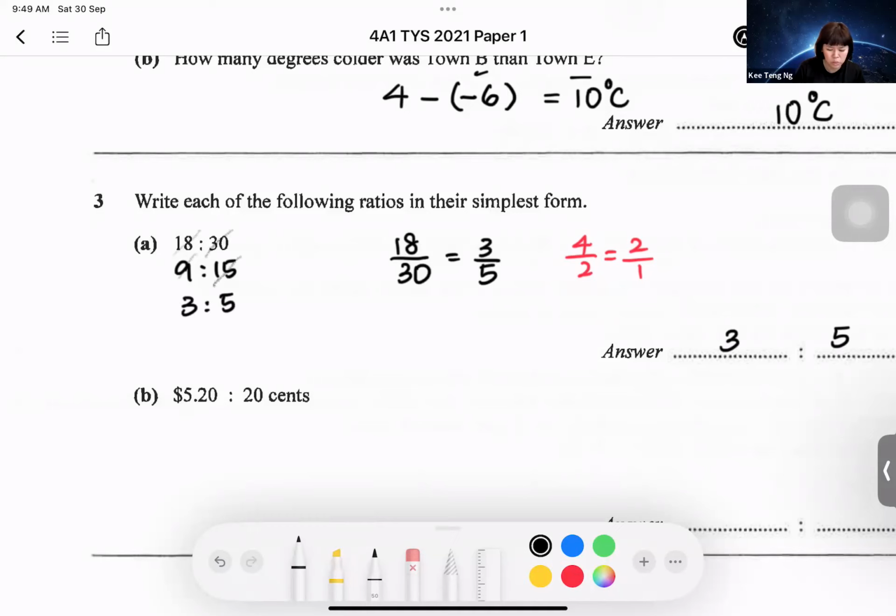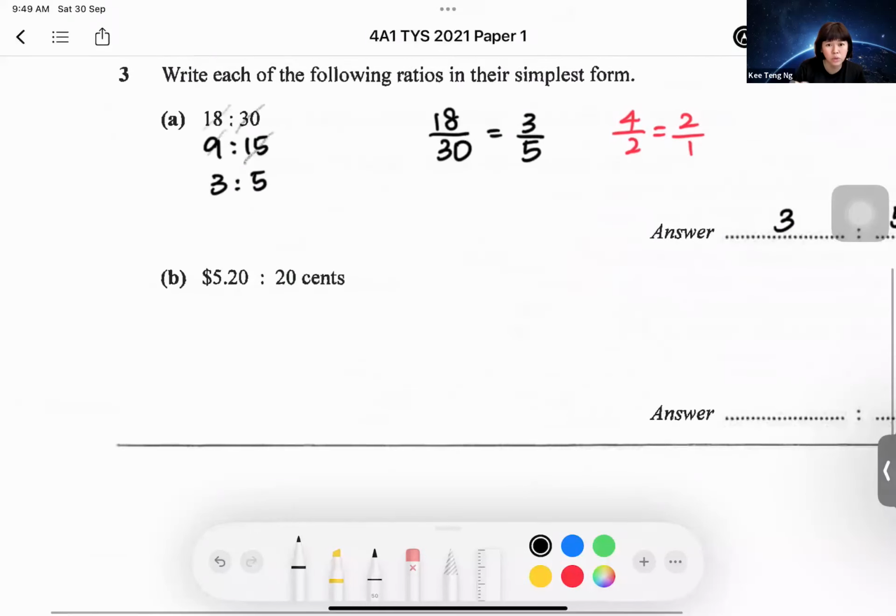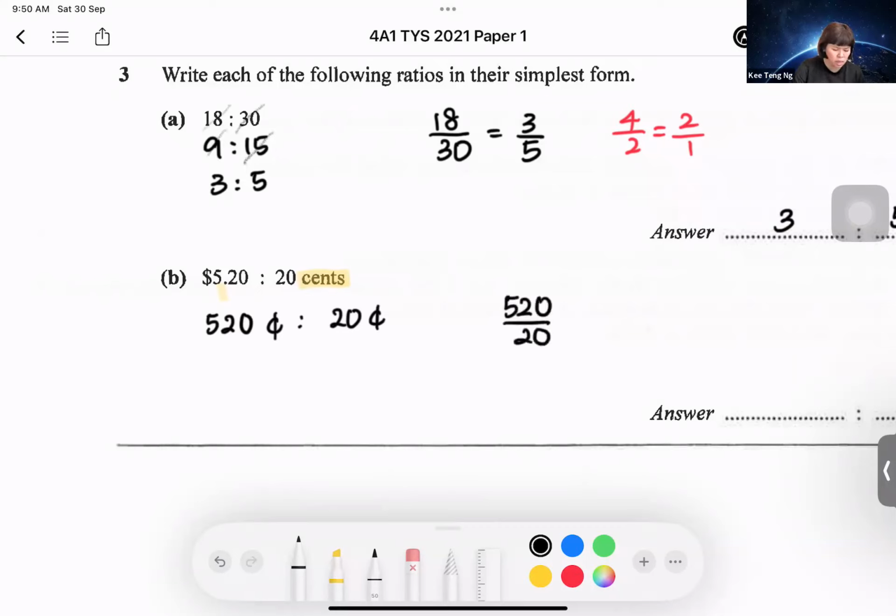Next one, this is $5.20. I need to change this into the same kind of units. So this is cents, but this is dollar. $1 has how many cents? $1 has 100 cents. So this is 520 cents is to 20 cents. So we get rid of the cents. Then now we can use our fraction, 520 over 20.